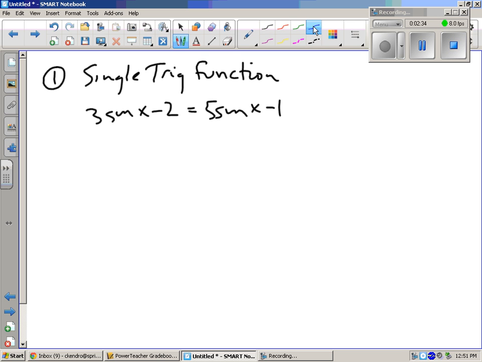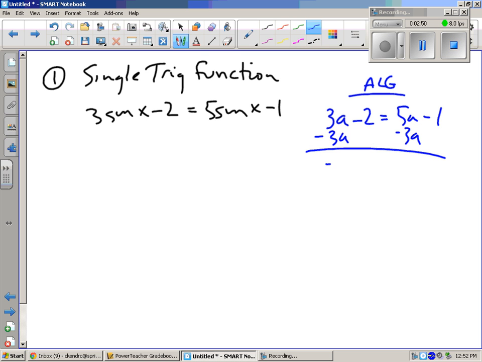Now before I solve that, I want to show you the algebraic way to do it. So instead of sine x, I'm going to have a. So 3a minus 2 equals 5a minus 1. Now every one of you knows how to solve this. First thing I'm going to do, I'm going to get the a's all on one side. So I get negative 2 equals 2a minus 1, and then I'm going to add 1. So I get 2a equals negative 1. Divide by 2, so a equals negative 1/2.